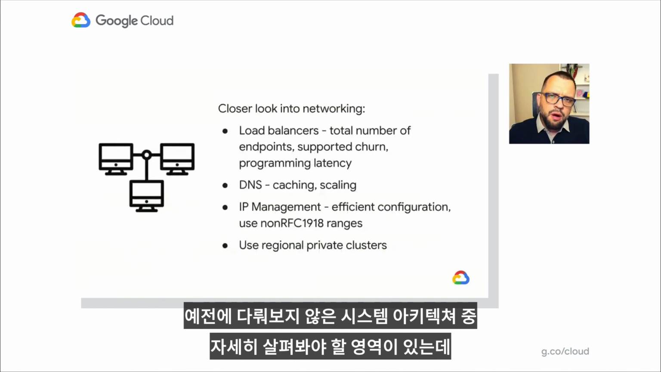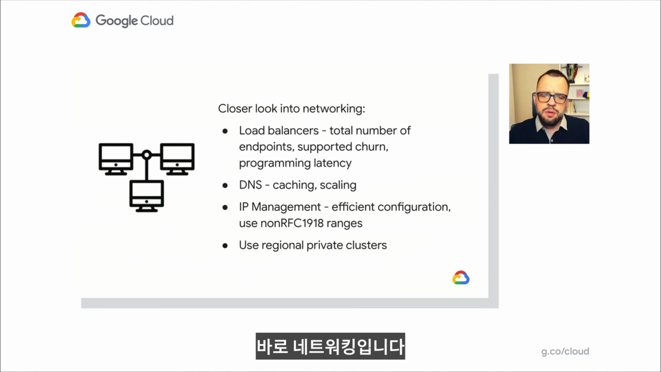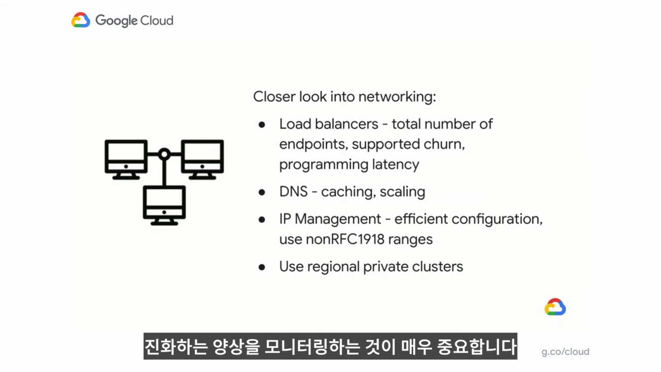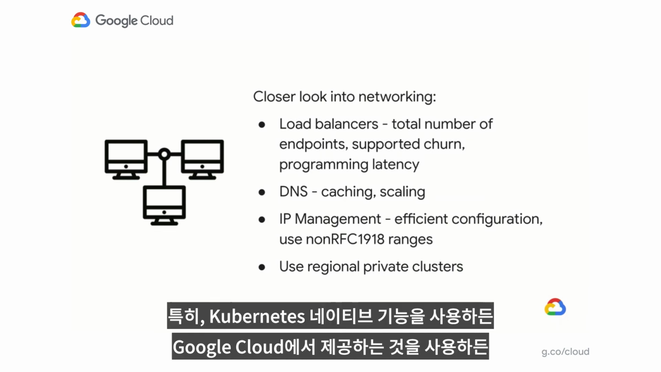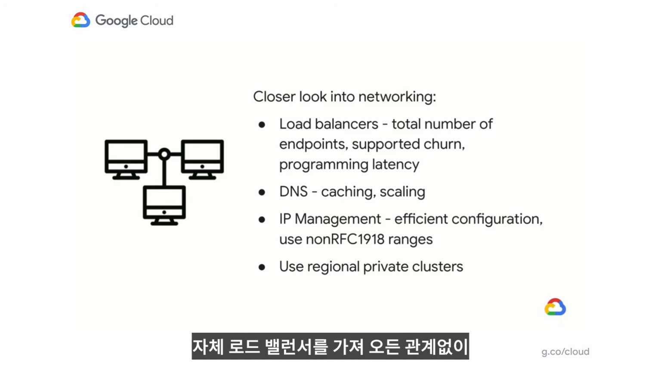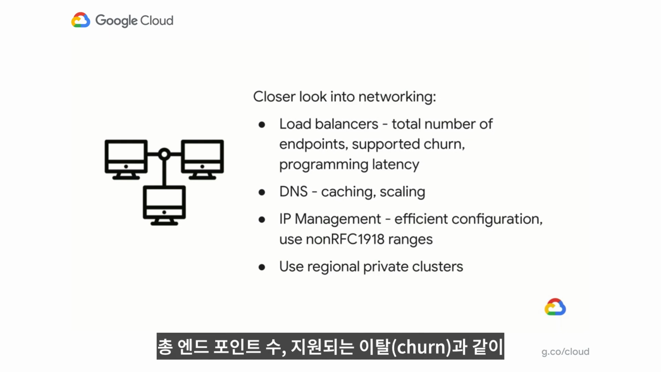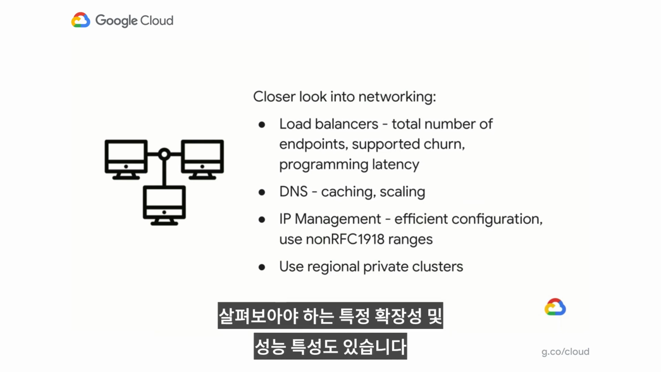There is one area of your systems architecture that I would like to take a closer look at that we did not cover before, which is networking. It's very important that you look at what your whole network layer design looks like, and monitor also how it evolves over time as your systems grow and change. Particularly all of the load balancing concepts, irrespective of whether you're using Kubernetes native ones, the ones provided by Google Cloud, or you bring your own load balancers. They will have certain scalability and performance characteristics that you need to take a look at, like total number of endpoints, churn that they support, or other.